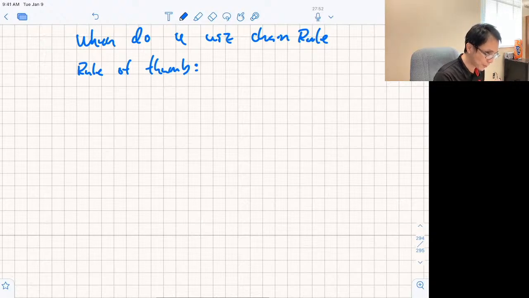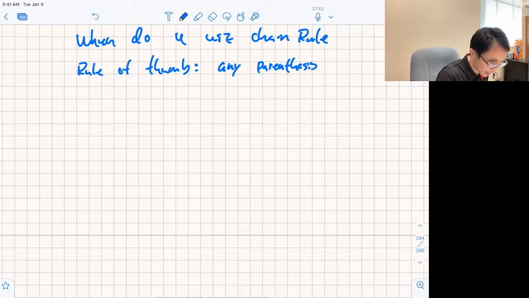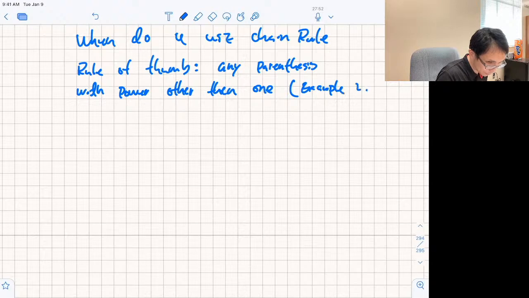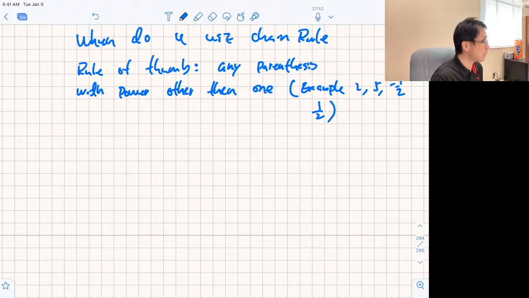So the rule of thumb says, at least for me, this is what I established: any parenthesis with a power other than 1. So for example, 2, 5, negative 1/2, 1/2. Any power other than 1, you should use the chain rule.